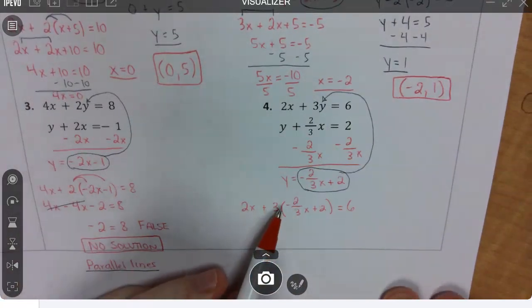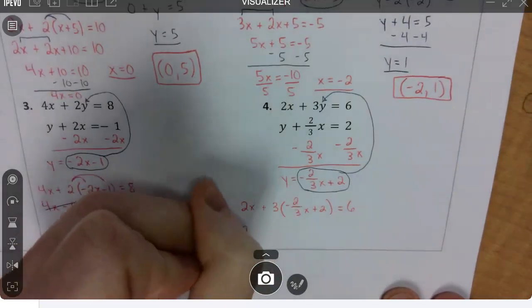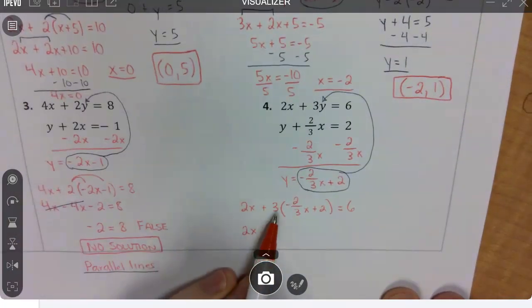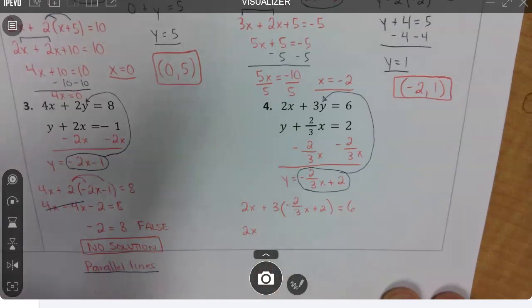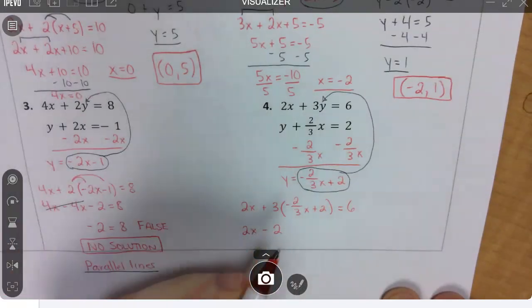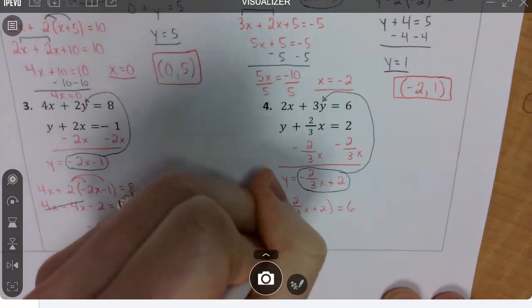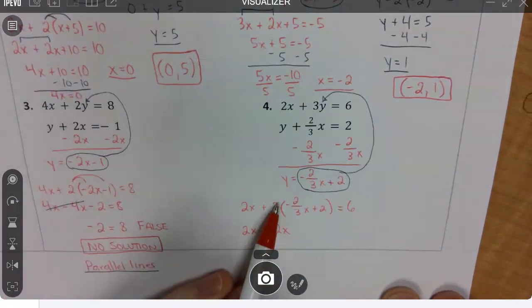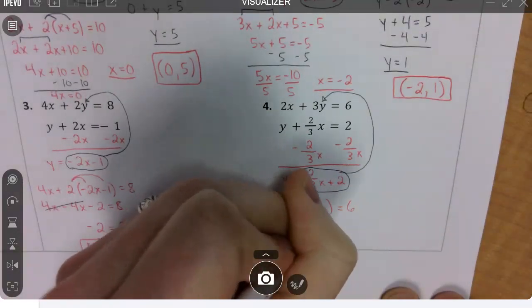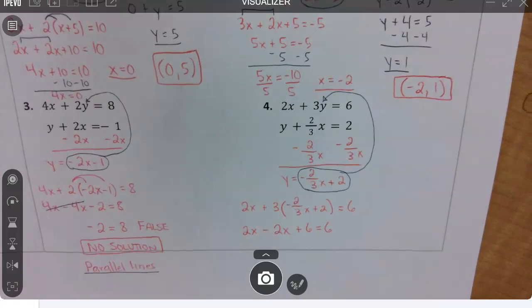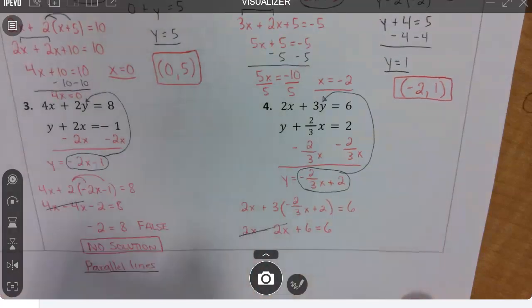All right, so I see there's some distributive property that needs to happen here. So 2x, and then I have a positive 3 times a negative 2 over 3. Well, this 3 right here times negative 2 is negative 6, and then divided by 3 gives you minus 2. And the x was with it, so it's minus 2x. Okay? And then this 3 times this 2, the other part of the distributive property, gives you plus 6 equals 6. Okay, now again, notice, these x's cancel each other out, because positive 2 minus 2 creates 0.